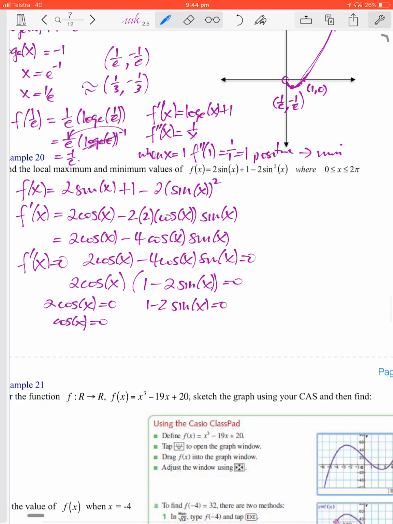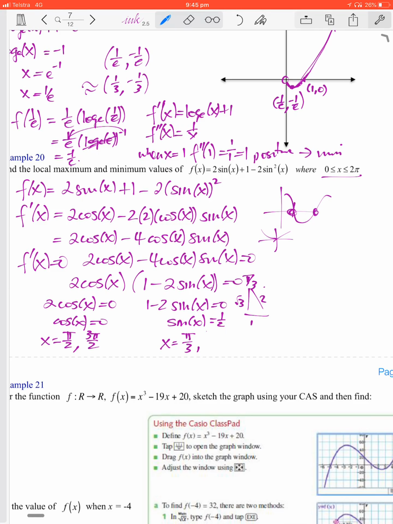So when does cos x equal 0 between 0 and 2 pi? It equals 0 at pi on 2 and at 3 pi on 2. If you're unsure, just draw a quick graph. There's cos. That equals 0 at pi on 2 and 3 pi on 2. Then we get sine x equals 1/2. So 1, 2, root 3. So my angle's got to be pi on 3. So x equals pi on 3. And then where else is sine positive? Sine's positive in the first and second quadrant, so it's going to be 2 pi on 3.